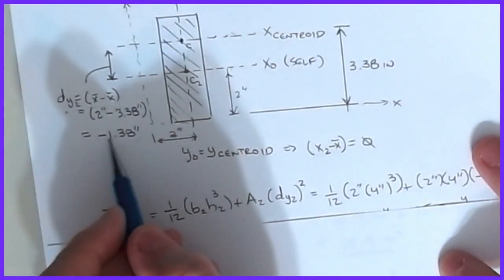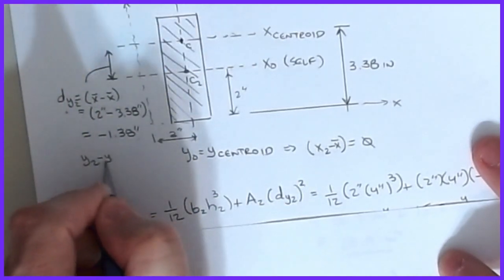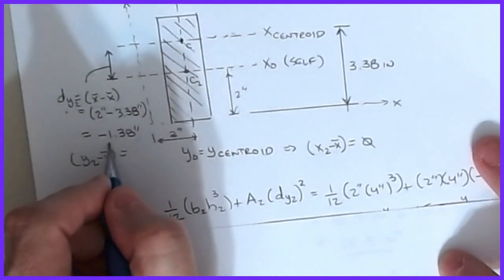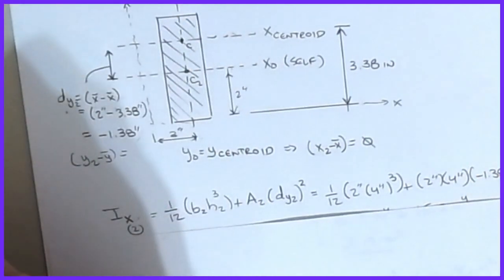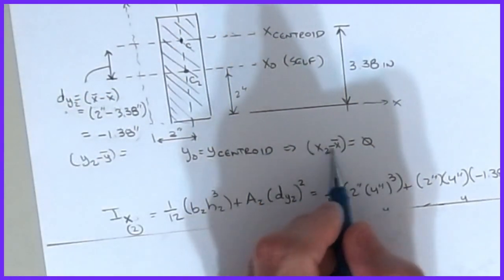Okay, and so when I do that, because this point is lower, remember it's going to be y2 minus y bar is the calculation that I do. Well, because it's lower, it is now a negative value, so it's minus 1.38. That gets us there. And then, like we had in the last one, x2 is the same as x bar. That's why that value is a 0.